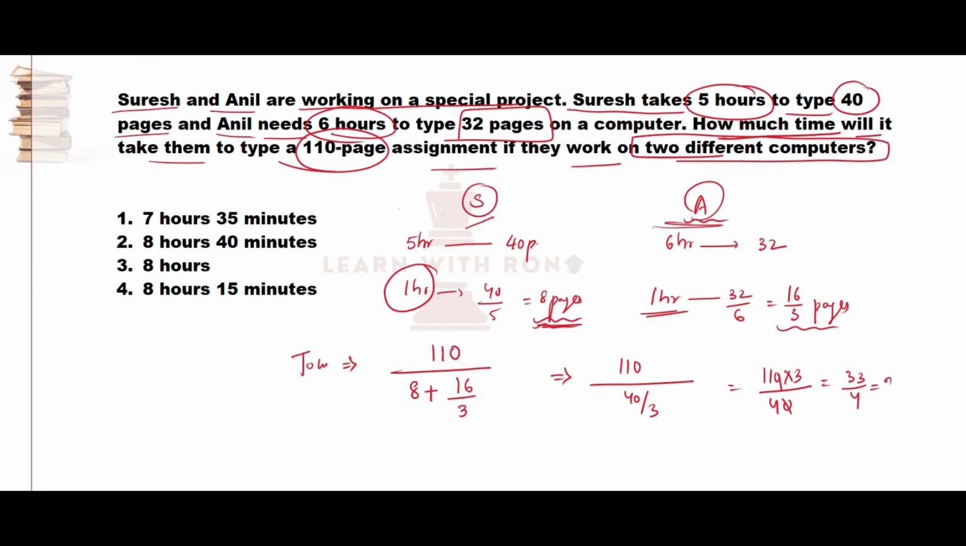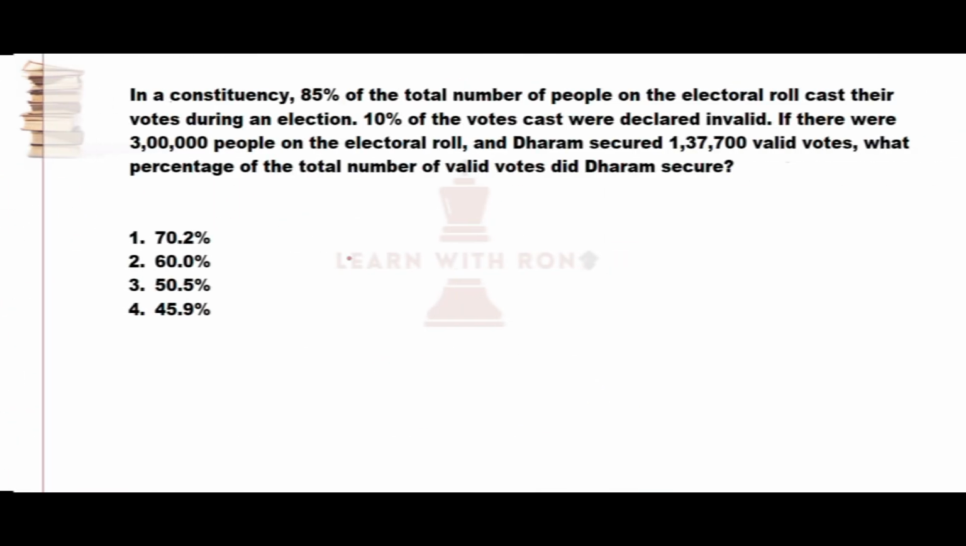So this can be written as 8 1 by 4 hours, but the options are given in minutes also. So 8 hours plus 1 by 4 hour is nothing but 60 by 4, 15 minutes. So 8 hours 15 minutes, which is option number 4 here. Let's hear the next question.